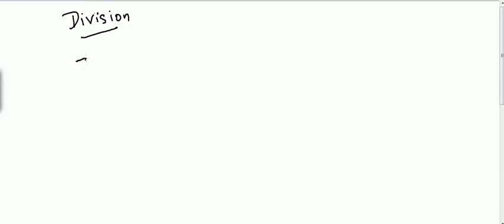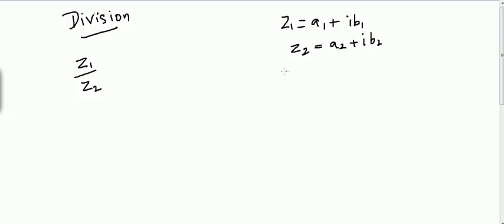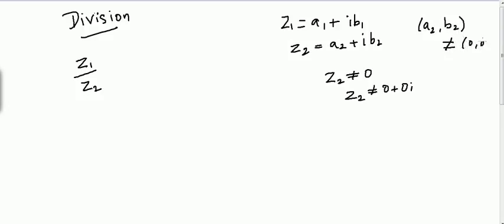We want to find out what Z1 divided by Z2 is, where as usual Z1 is equal to A1 plus iB1 and Z2 is equal to A2 plus iB2. But we know that division can only be done when the denominator is non-zero. So Z2 is not equal to 0, which means Z2 is not equal to 0 plus 0i, which means (A2, B2) is not equal to (0, 0). What does this mean? This means that A2 and B2 cannot both be 0. At least one of them has to be non-zero. It's possible that both of them are non-zero, but both of them cannot be 0 at the same time.